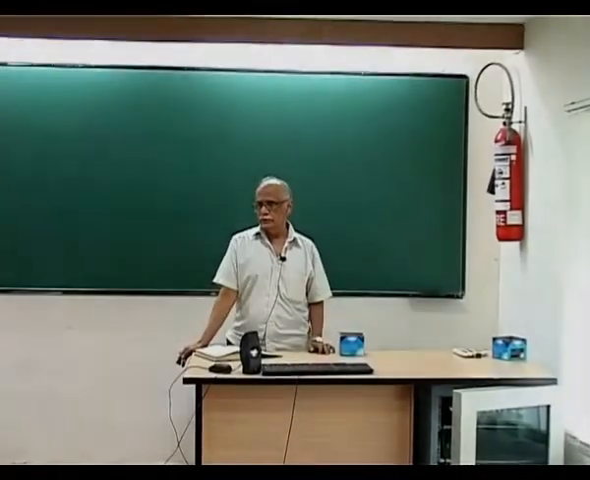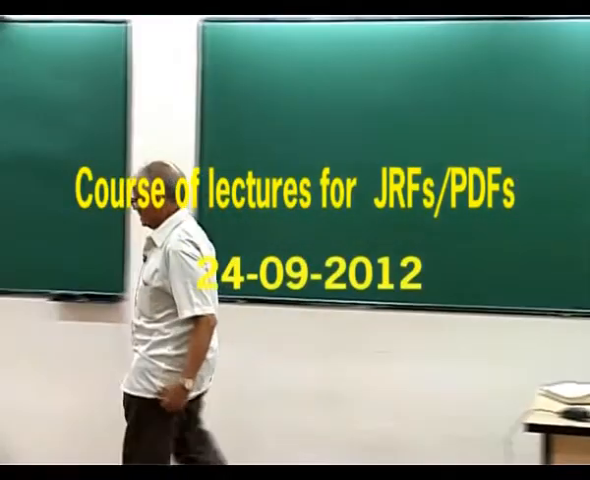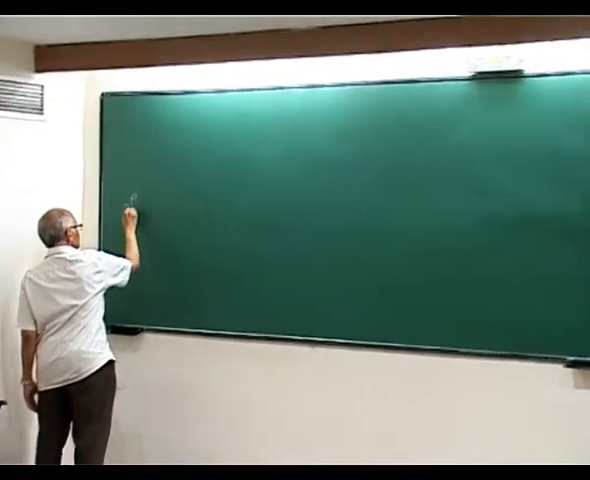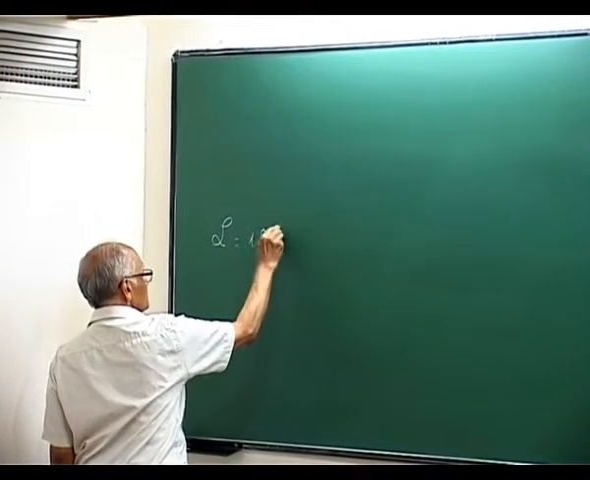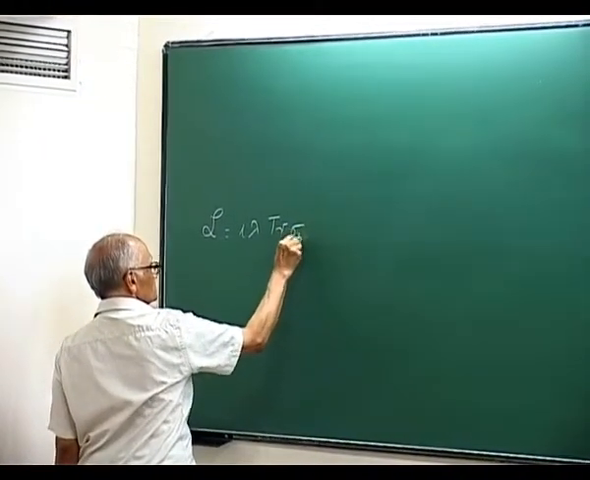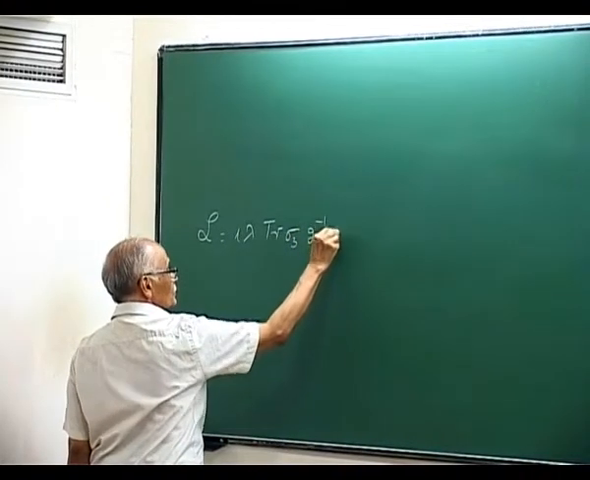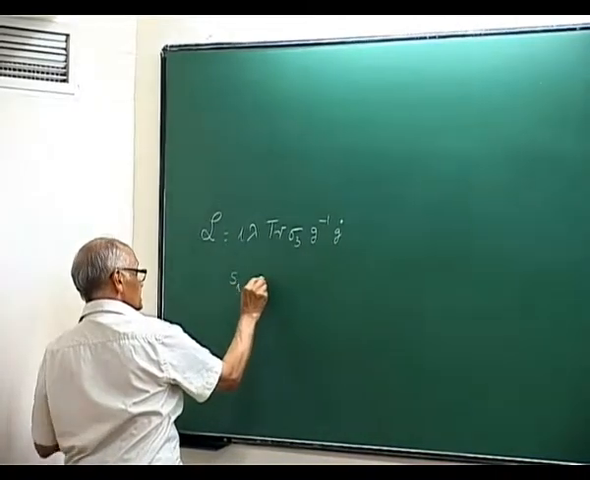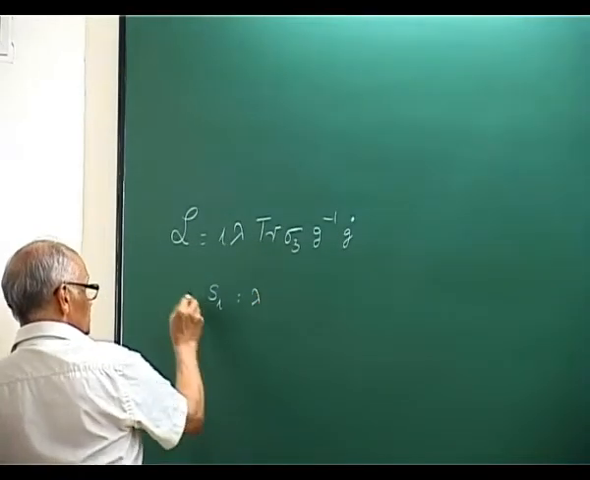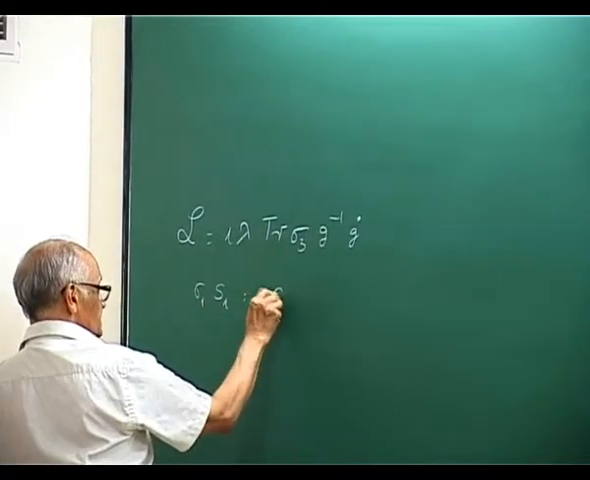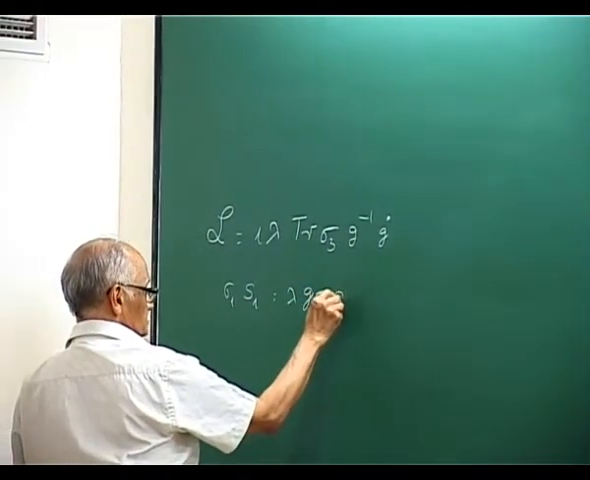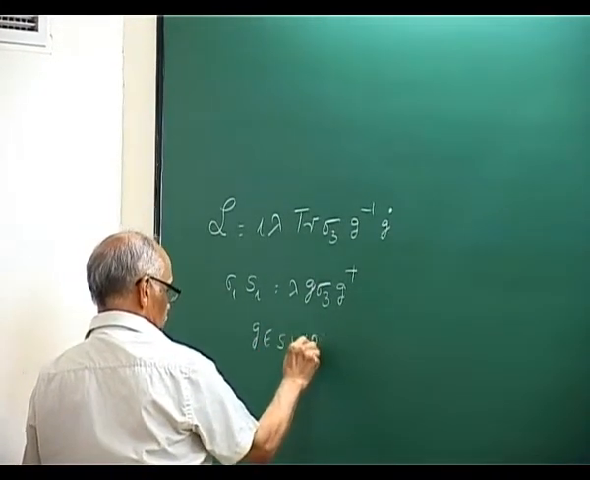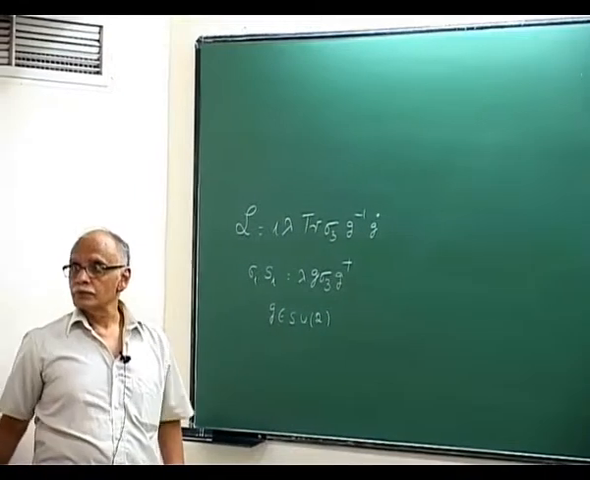Today, let me tell what I was doing last time. I was looking at this Lagrangian. And here the spin of the problem was lambda g. So spin S_i was defined by this equation, where g is an element of SU(2).